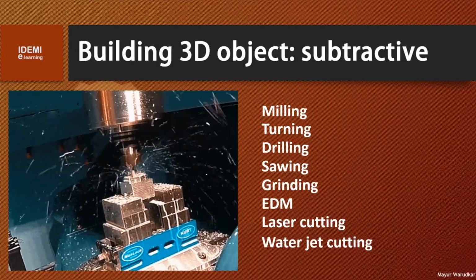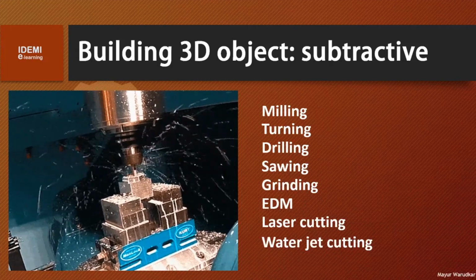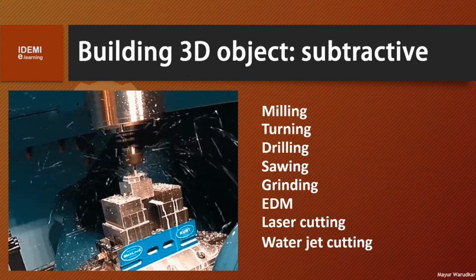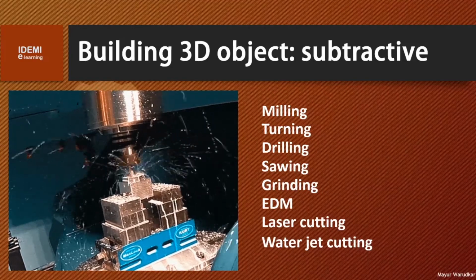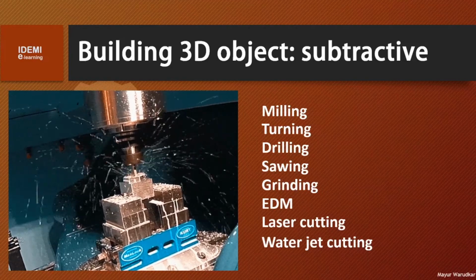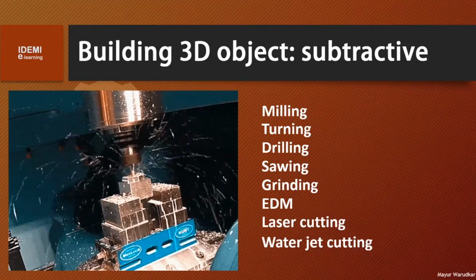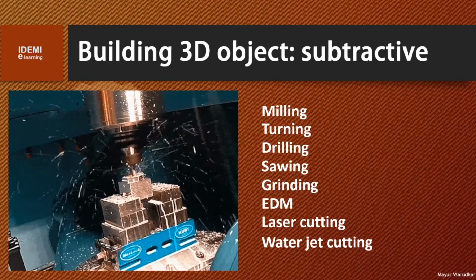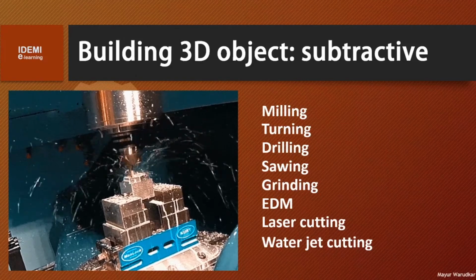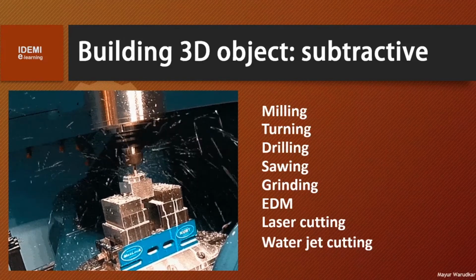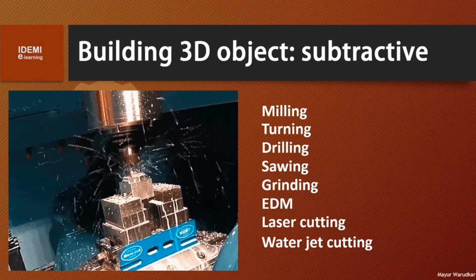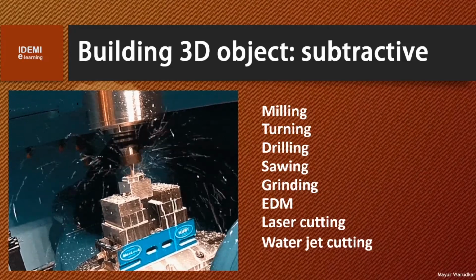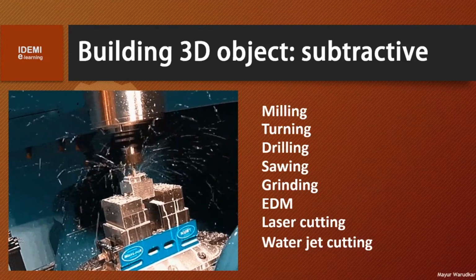A milling machine cutting out a piece of metal or plastic is an example of subtractive manufacturing. In this process, a piece of solid material, typically called stock, is placed in the work area, and the machine removes material to create the object. The processes involved are milling, turning, drilling, sawing, grinding, EDM, laser cutting, and water jet cutting.